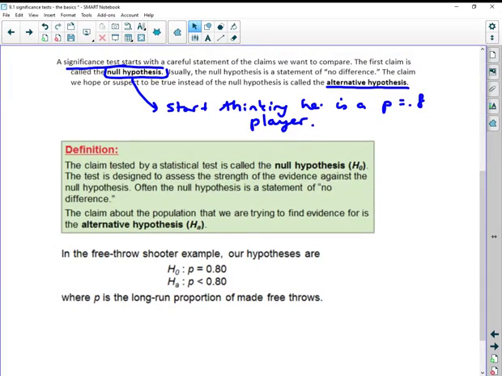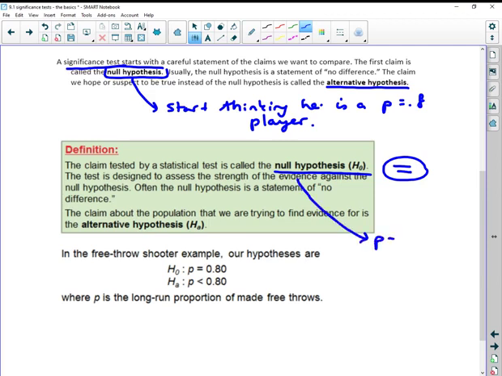Okay, so we're going to make a claim that will always have a symbol of equality in it. And then we will be comparing that claim to a statement of inequality. So if you look down here, we'll find the probability of that happening.